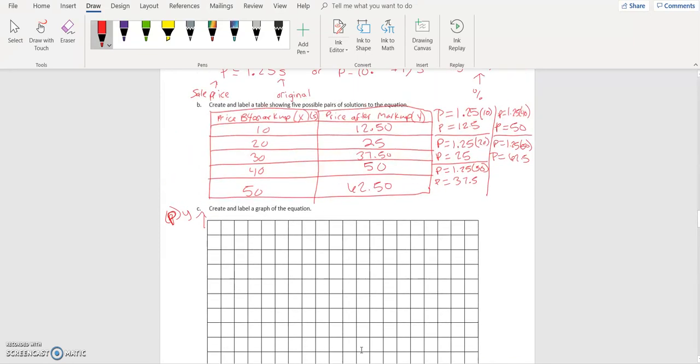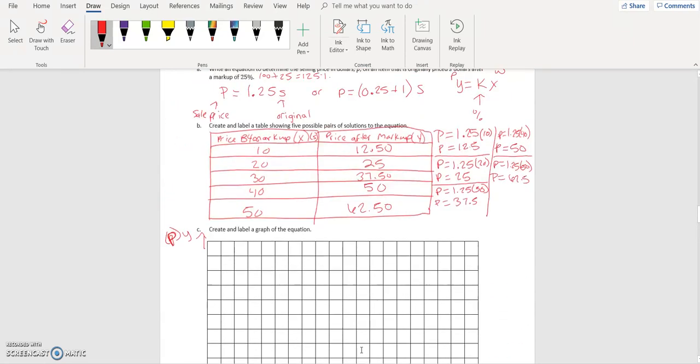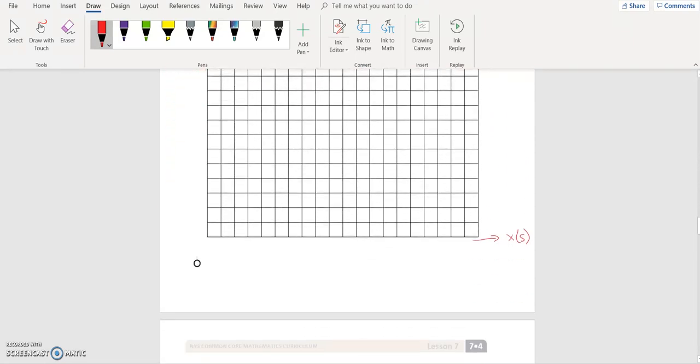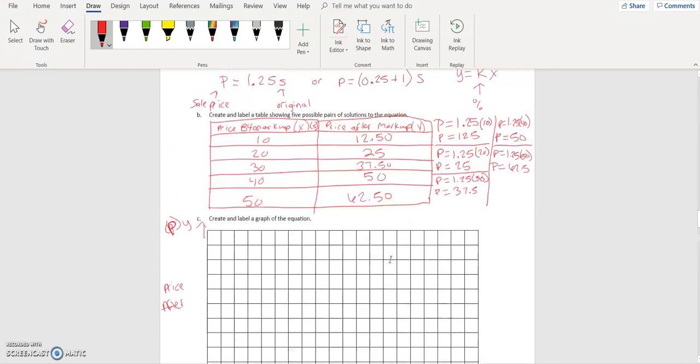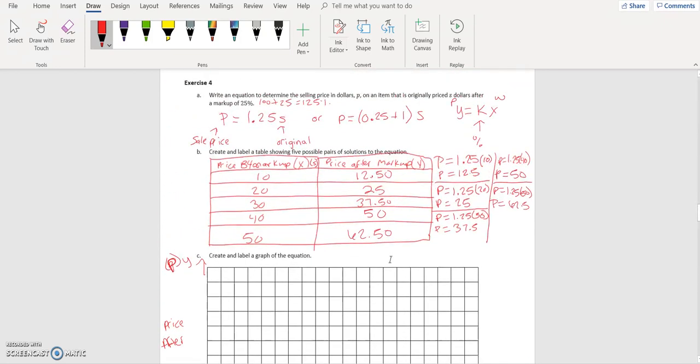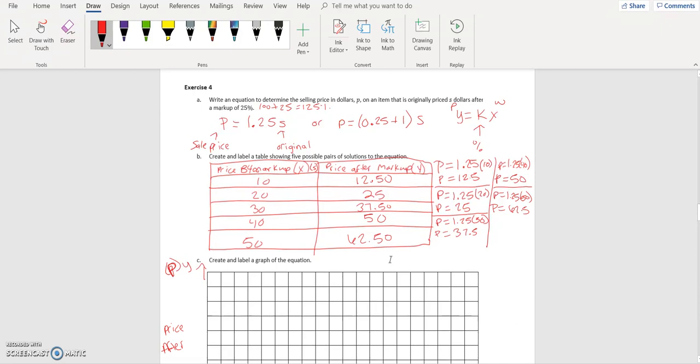Okay, so our X was the price before the markup, and our Y was the price after markup. We were having a markup of 25%. So the title: markup of 25%.